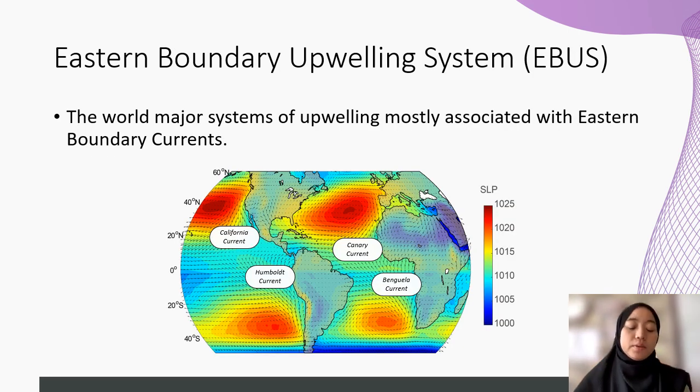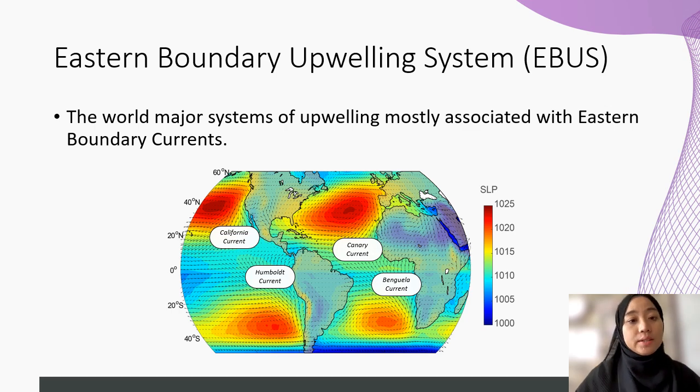So when we are talking about the Ekman dynamics, the theory, and also the upwelling, where does upwelling occur in this world? So there are 4 major systems of upwelling that are mostly associated with one system of currents we call eastern boundary current. So we have California current, we have Canary current, we have Benguela current, we have Humboldt current. So all these currents are responsible for the upwelling in these 4 major ocean systems.